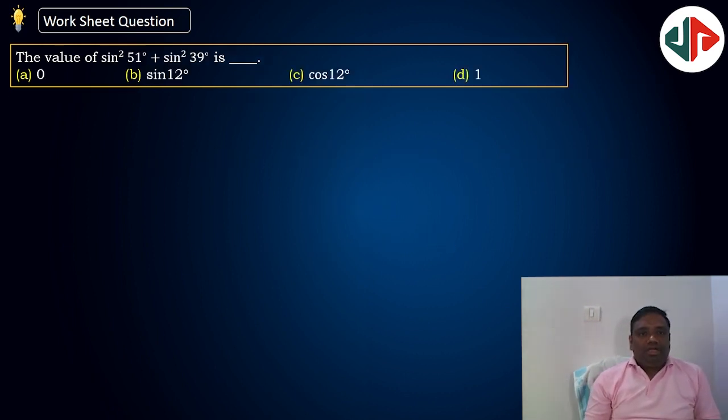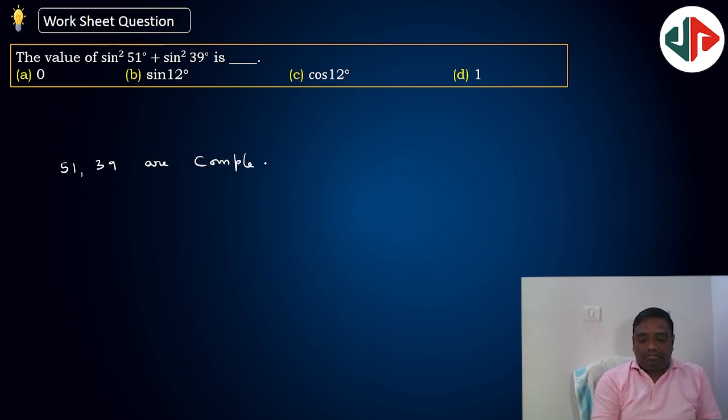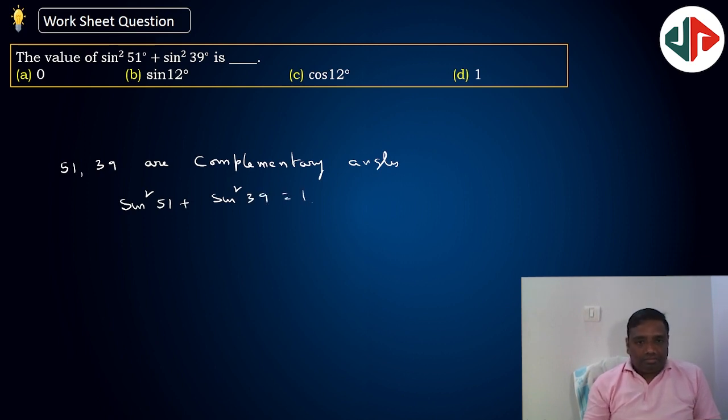51 and 39 are complementary angles. That is why sine square 51 plus sine square 39 is always equal to 1.